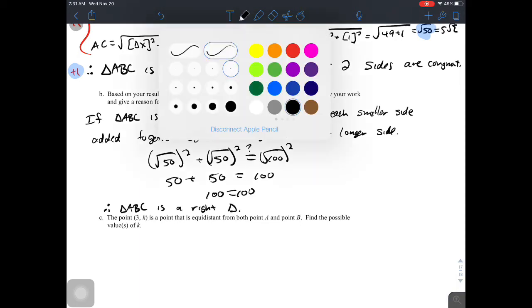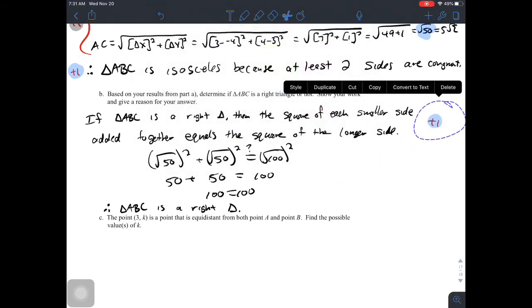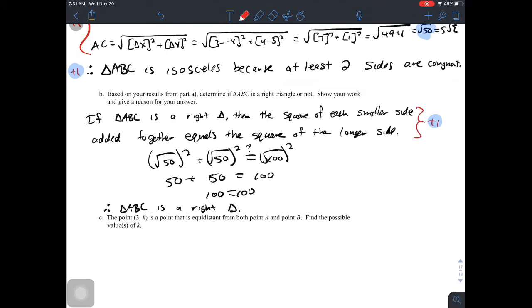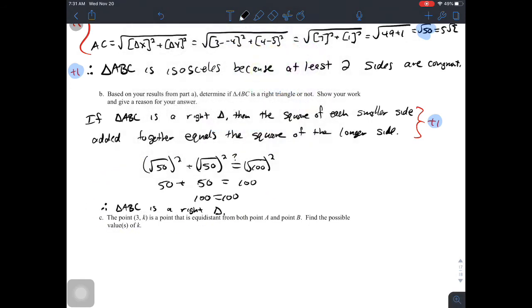This is worth 3 points. We get 1 point for essentially naming the Pythagorean theorem. And in fact, I should actually use the Pythagorean theorem by name. Let's see here. Put a comma here, according to the Pythagorean theorem.